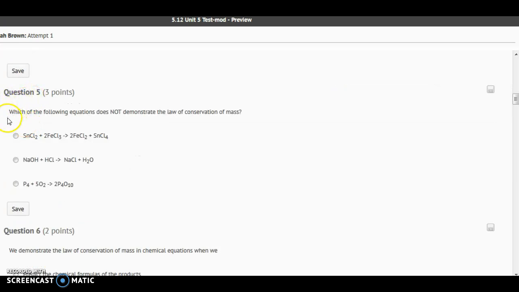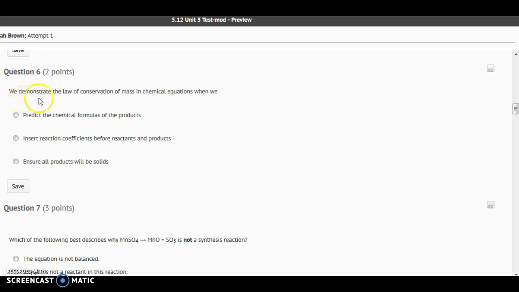Question 5. Which of the following equations does not demonstrate the law of conservation of mass? SnCl2 plus 2FeCl3 yields 2FeCl2 plus SnCl4. NaOH plus HCl yields NaCl plus H2O. Or P4 plus 5O2 yields 2P4O10.